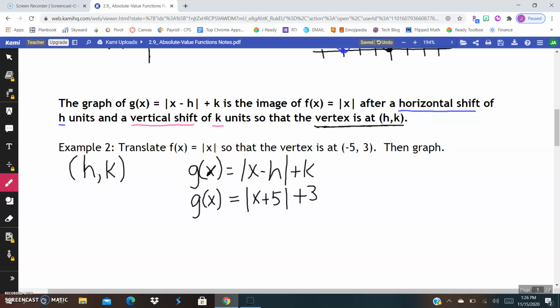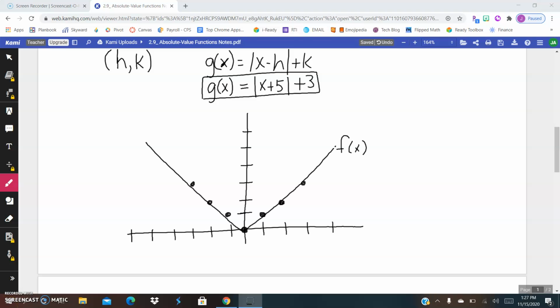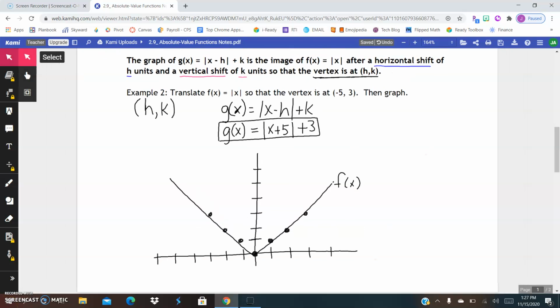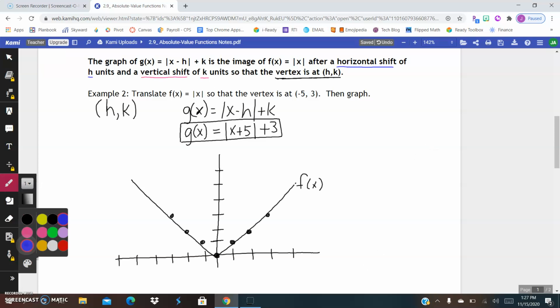So there is my new function for g of x just by using that vertex. And then they want us to graph this. I went ahead and graphed our parent function f of x here, just like I have on all of the others. And then for this one, we're going to translate it up 3, and then that +5 actually means left 5. So we are going to have to count up 3 and left 5.